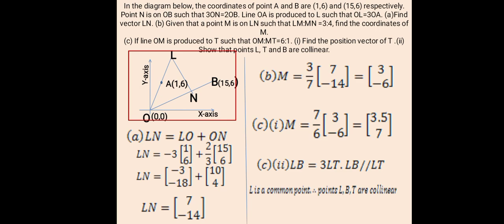A. Find vector LN. B. Given that a point M is on LN such that LM to MN is equal to 3 to 4, find the coordinates of M. C. If line OM is produced to T such that OM to MT is equal to 6 to 1, find the position vector of T. 2. Show that points L, T and B are collinear.